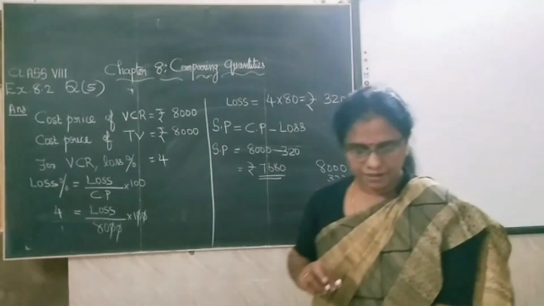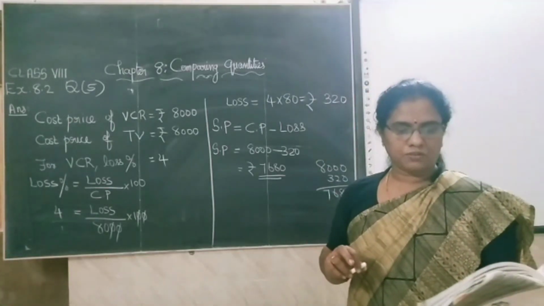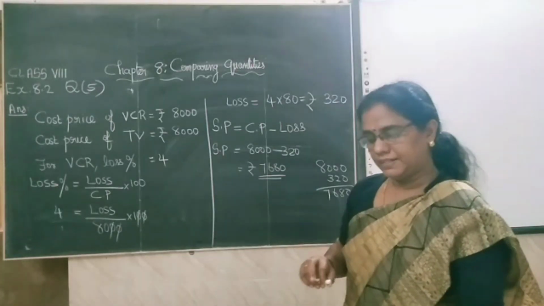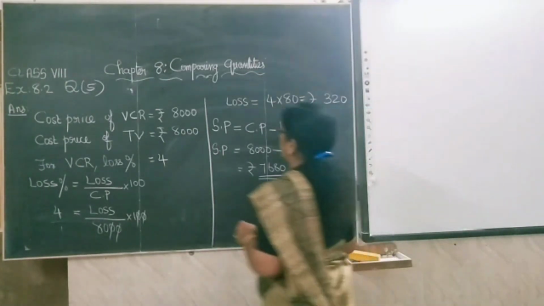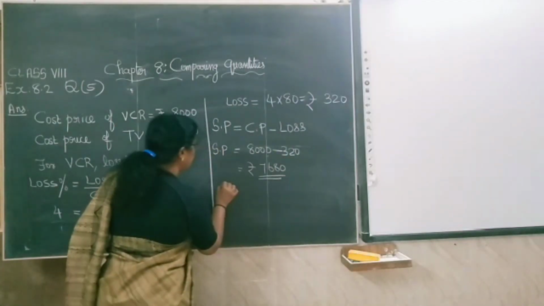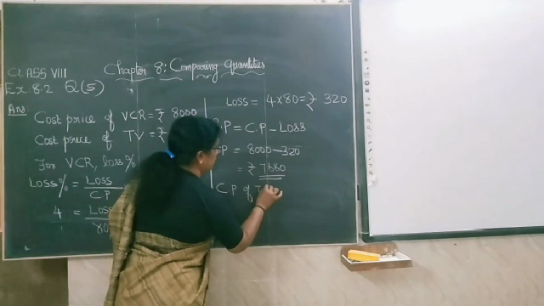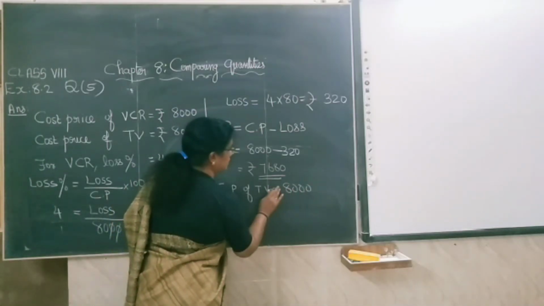In the same way, we have to find the selling price of TV also. So next we can write cost price of TV. The next step we can write CP of TV. That also equal to 8,000, that is equal to rupees 8,000.